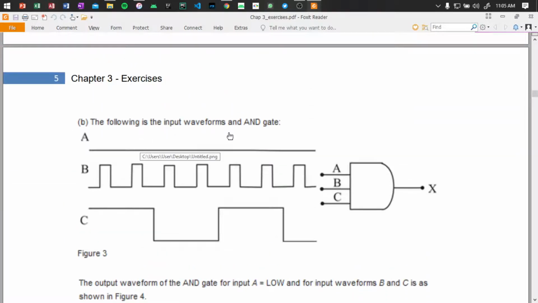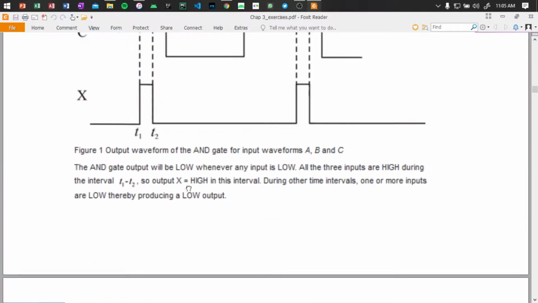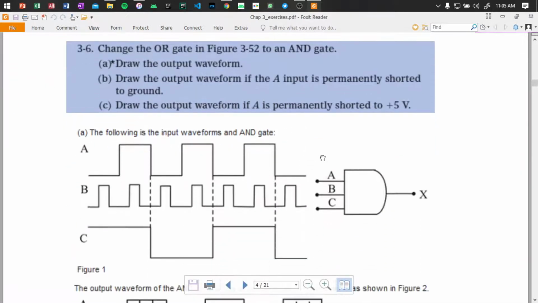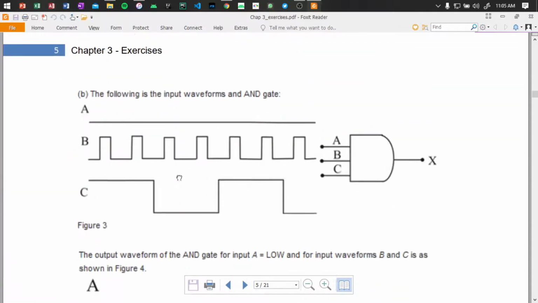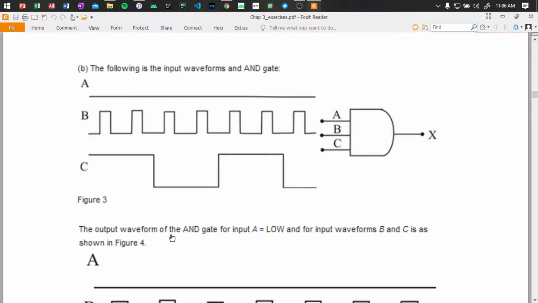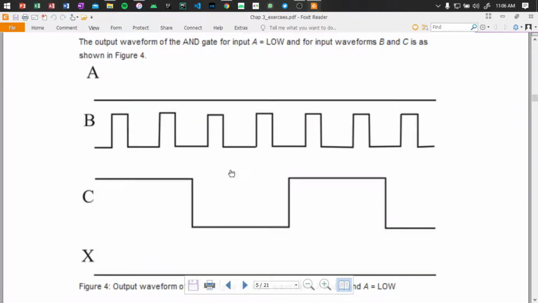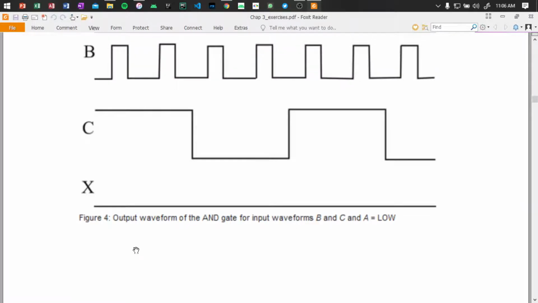These are the following input waveforms of the AND gate. Yes. Okay, but what's the real question of B? Draw the output waveform. The A input is shorted to the ground. The output waveform of the AND gate is always low for the input waveforms B and C shown in the figure. Yes, and X will be like this because of the output waveform.